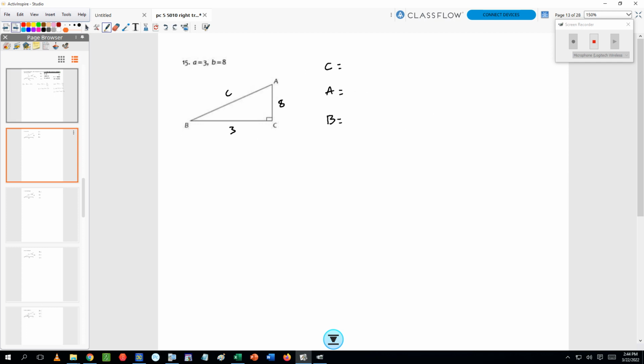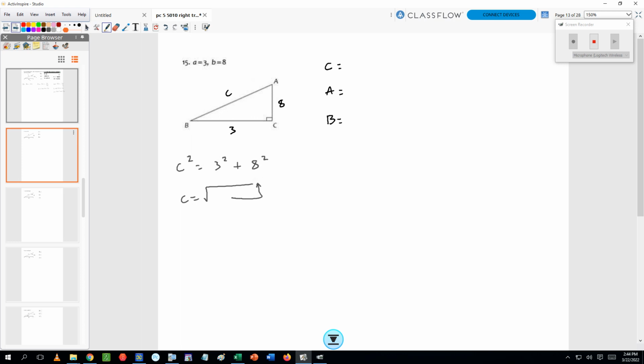Next, I'm giving you two sides and I want to find the missing hypotenuse, and we'll do that using the Pythagorean theorem. So C squared is equal to the legs squared added together. Get rid of the square by just doing the square root of this up here.